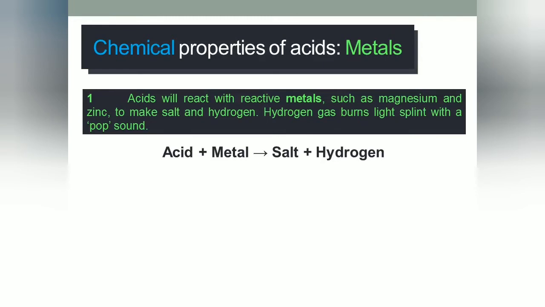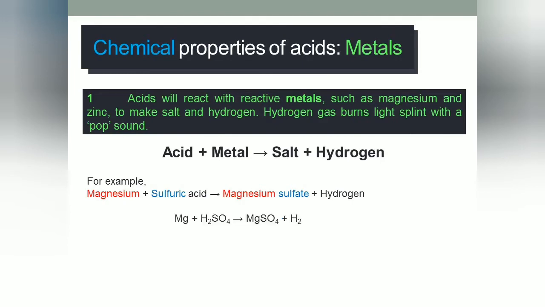For example, magnesium metal and sulfuric acid react to form the salt, magnesium sulfate, and hydrogen gas. How do we identify that the salt was magnesium sulfate? We actually derived it using the names of the reactants. Since we use sulfuric acid, it gives us a sulfate salt. And with magnesium metal, that gives us magnesium sulfate.